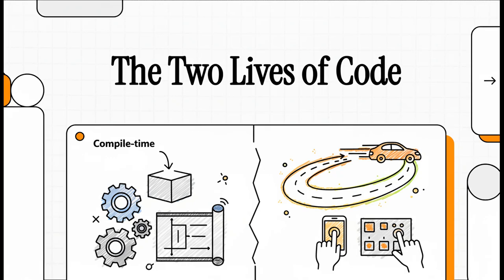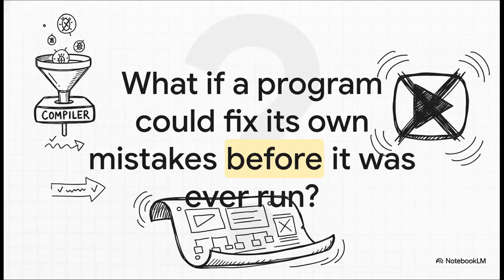Welcome to the Explainer. Today, we're diving deep into what I think is one of the most fundamental conflicts in all of software. It's this deep divide that shapes everything, from how fast your favorite app feels to how safe the code running in your car is. We're talking about the two lives of code. So let's just jump right in with a really big question that gets to the absolute heart of the matter.